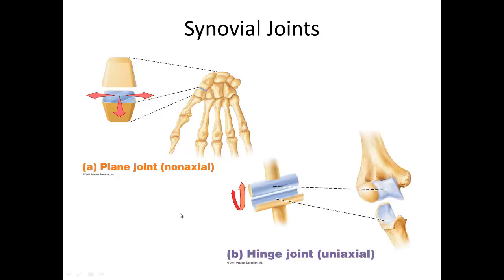The hinge joint, on the other hand, affords a little bit more motion. An example of the hinge joint is the elbow joint. So we have the articular surface of the ulna that tracks on the articular surface of the humerus. So in this case, we have an articular surface that constrains the motion to a single plane, in this case, flexion and extension.